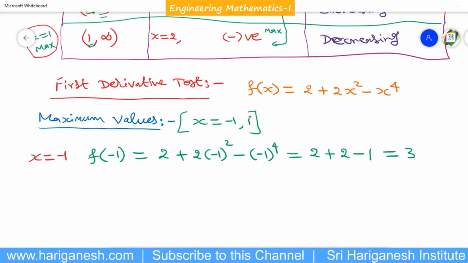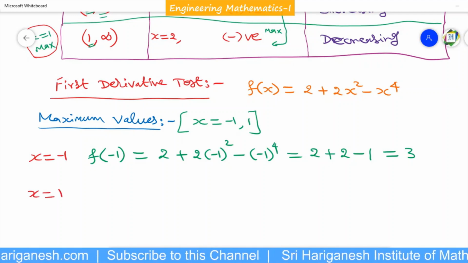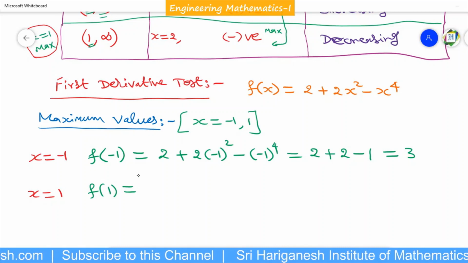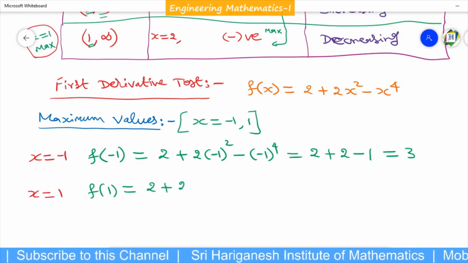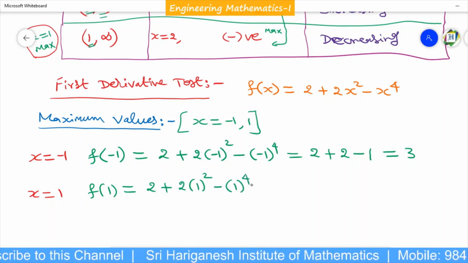And now next I am going to discuss this plus 1. So at x equal to plus 1, again the second maximum value, substitute x equal to 1 here: 2 plus 2 into 1 the whole square minus 1 the whole power 4.